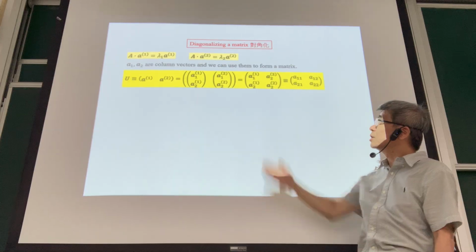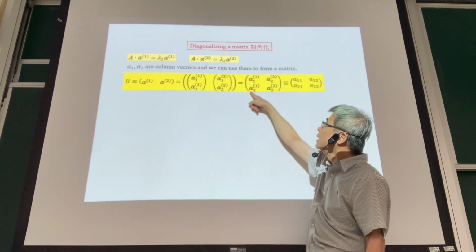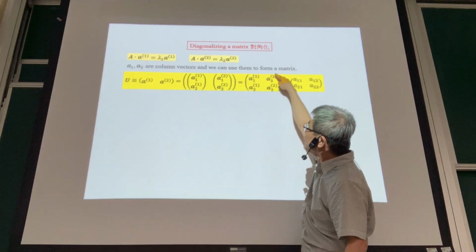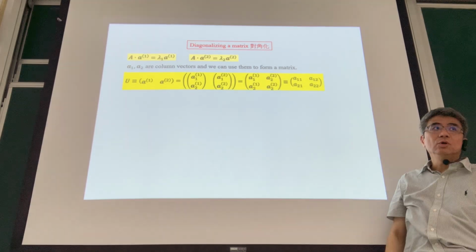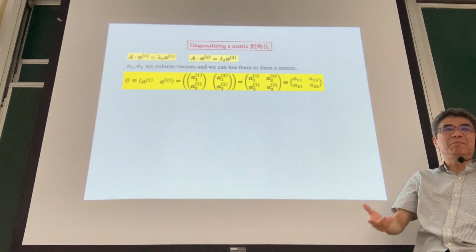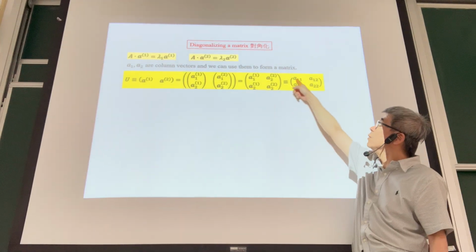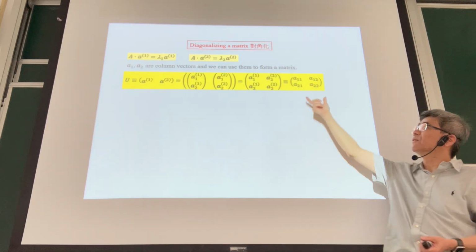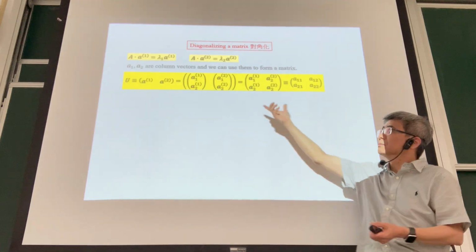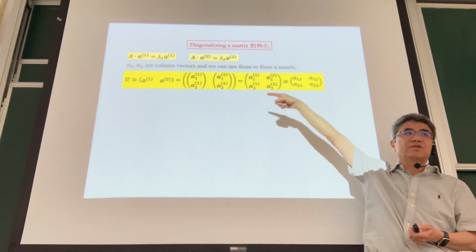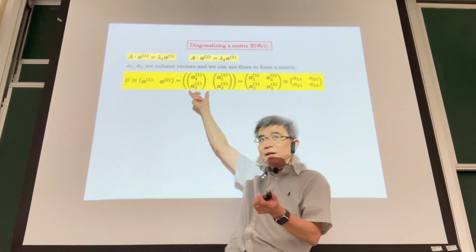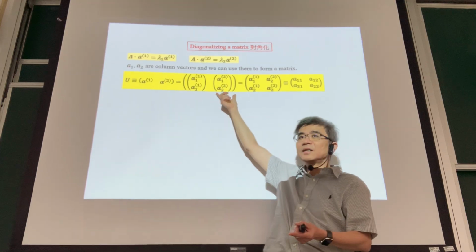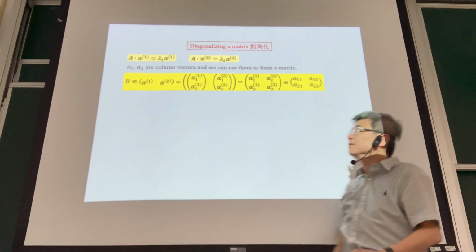Is that okay? So if I write it out, it is A11, A21 for the first column, and A12, A22 for the second column, according to the standard notation of elements of a matrix. But anyway, that's the definition. I call this U. Remember, once again, the first column of this matrix is the first eigenvector. The second column of this matrix is the second eigenvector.